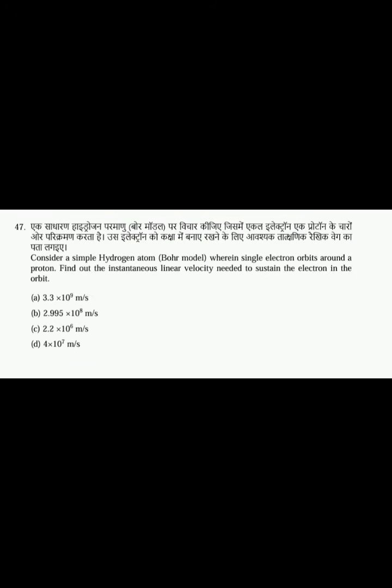Next question is: consider a simple hydrogen atom wherein a single electron orbits around a proton. Find out the instantaneous linear velocity needed to sustain the electron in the orbit. Here the velocity Vn is equal to Ze square by 2 n h epsilon 0, and this is equal to Z c alpha by n, where alpha is the fine structure constant, that is alpha is equal to 1 by 137, and here Z is equal to 1 and n is equal to 1 for the first orbit, that is v is equal to 1 into 3 into 10 power 8 into 1 by 137, this is equal to 2.2 into 10 power 6 meter per second.